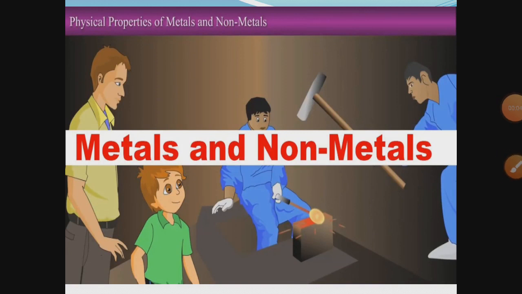In today's chapter, we will learn about metals and non-metals. We have to study the physical properties of metal, then chemical properties of metal, same way physical properties of non-metals and chemical properties of non-metals. So these will be the topics or the subtopics we have to go through.